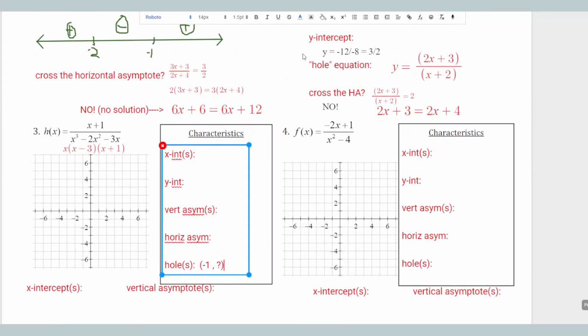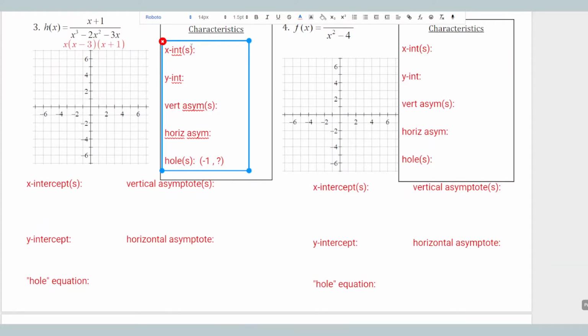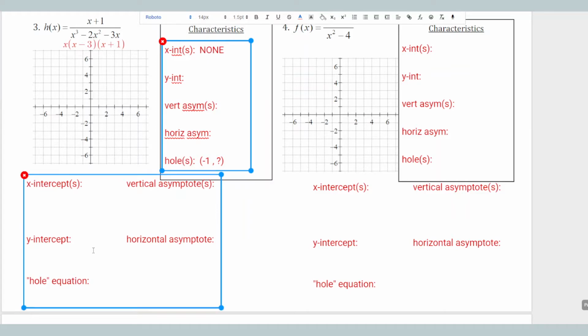Did I fill that in on the other one? I think I did. Yeah, I did. Okay. All right, so now let's find the x-intercepts. Now, because negative 1 is going to be a hole, that leaves us with no remaining factors in the numerator other than just 1, right? Really it's just 1 times x plus 1. So that means that there are going to be no x-intercepts here. So we don't have to find the x-intercepts.